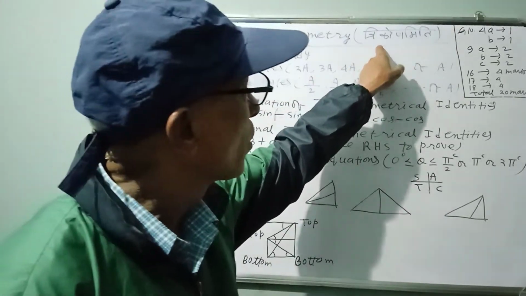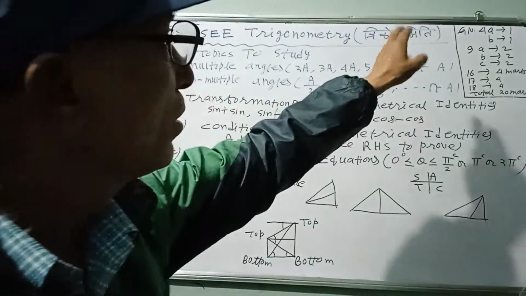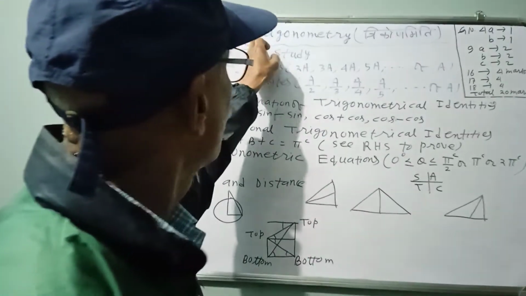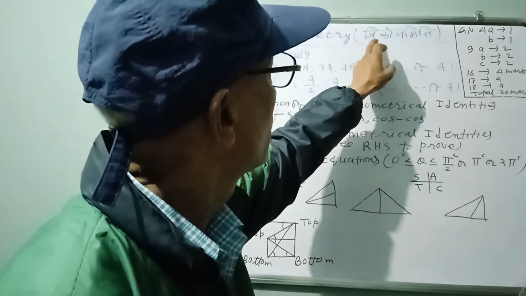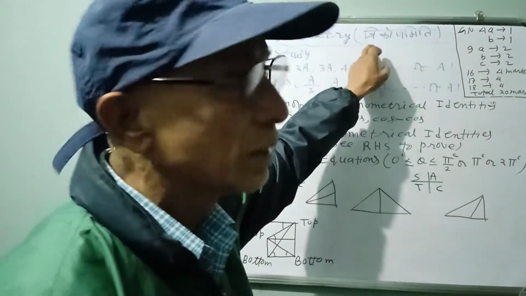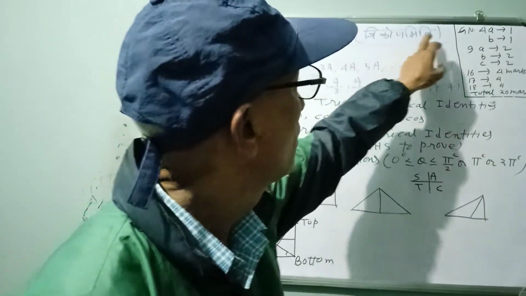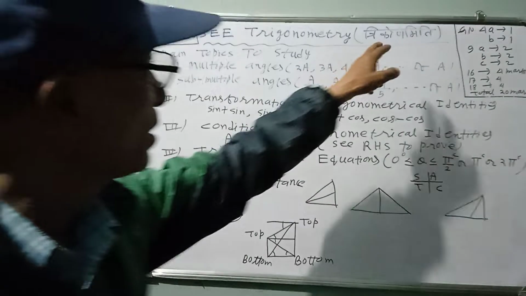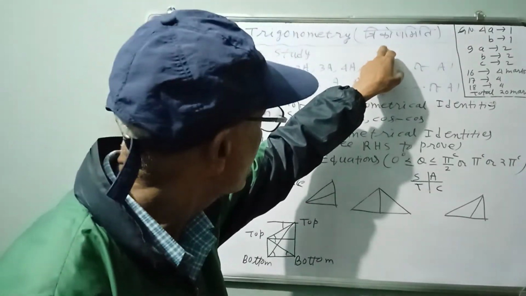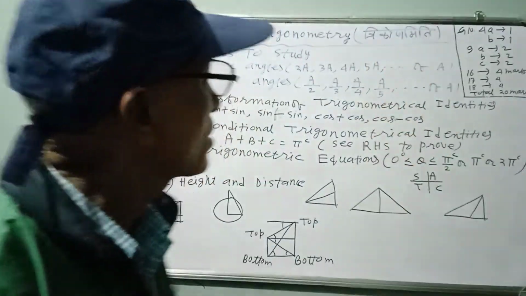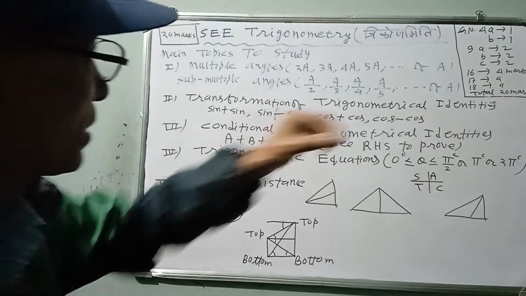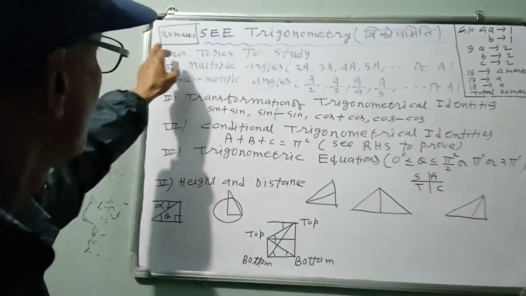Nepali Trigonometry. Actually, it is a Sanskrit word. Trigonometry. Tri means three. तीनवटा कोण, angle, मिति, measurement. Measurement of three sides and three angles of a triangle, especially a right angle triangle.